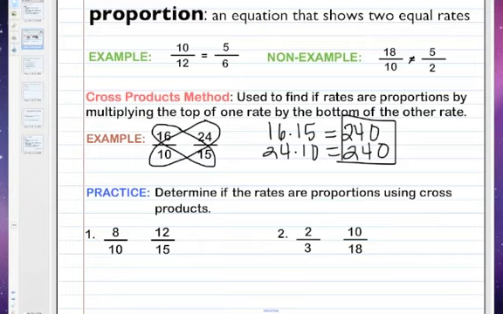Why don't you go ahead and give it a try. Solve problems number 1 and 2 in your math notebook using the cross products method. Press play when you're ready to see the answers.